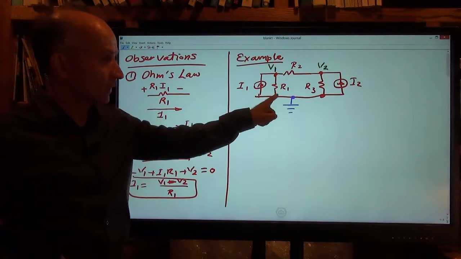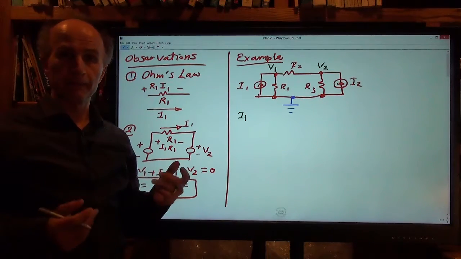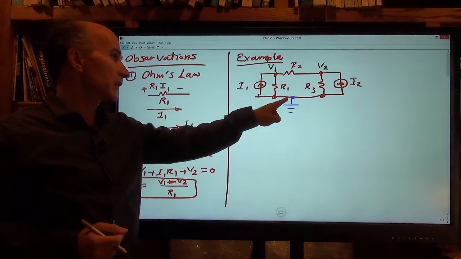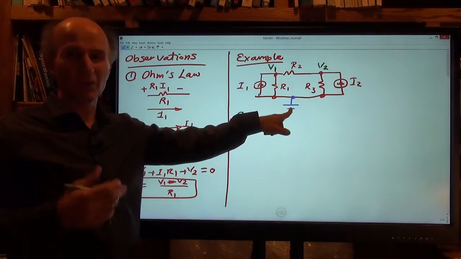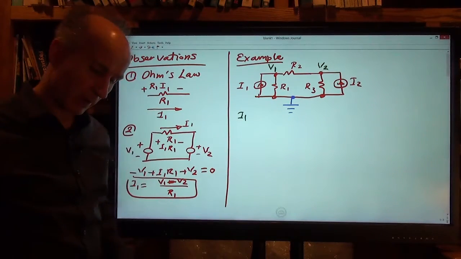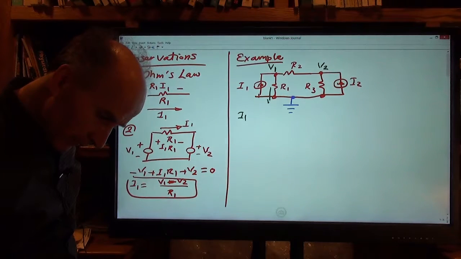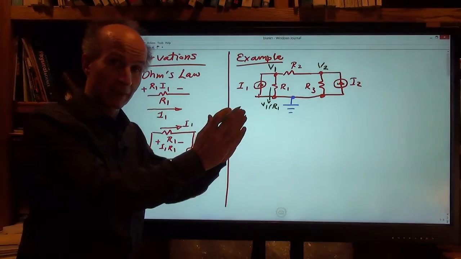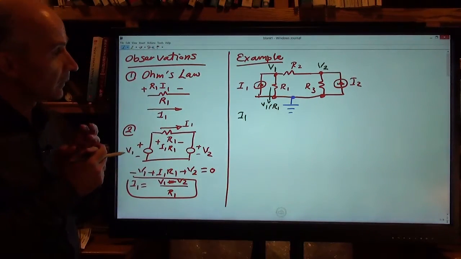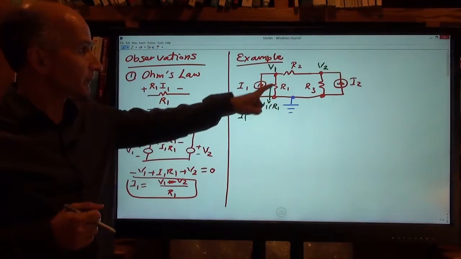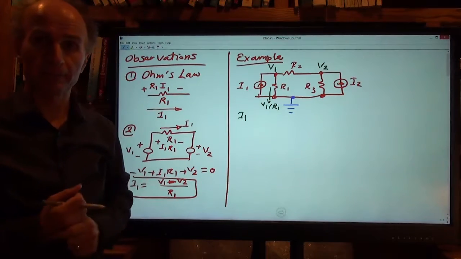How much is the current through R1? Ohm's law. The voltage across R1 is V1, right? Here is V1, here is 0. When we have a reference node, we call it 0. So from here to here, we have V1. This current is V1 over R1. So I will write that as V1 over R1. This is all with the objective of writing a KCL at this node. So that current is good. We know it's I1. This current is V1 over R1.